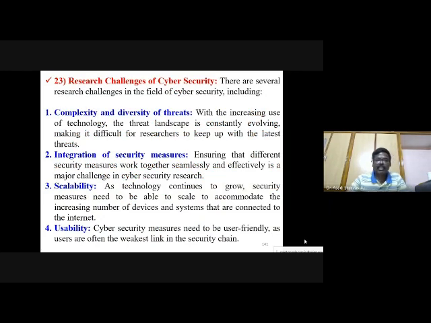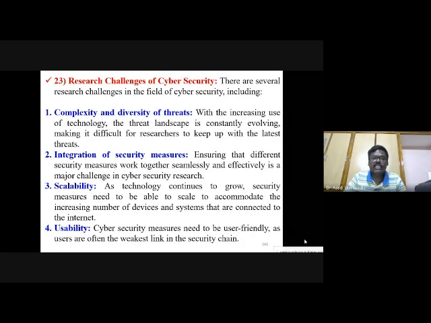Before going to practical implementation, see what are the challenges so far. Being a faculty, being a technical member, you need to know the challenges so that you can do the research and make the papers for publication. So one of the research challenges is the complexity and diversity of threats. See, nowadays huge volume of data is there. Definitely you can expect huge cyber security issues. Those are the complexity and the diversity of threats.